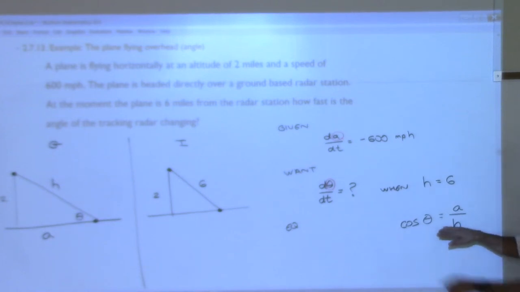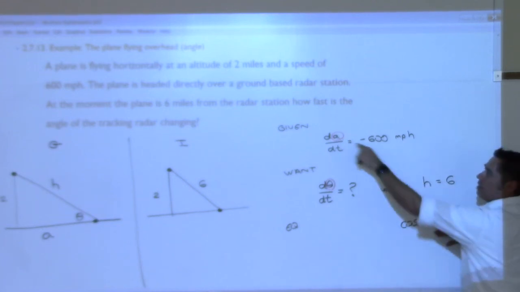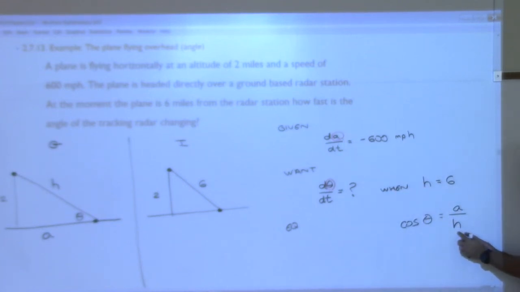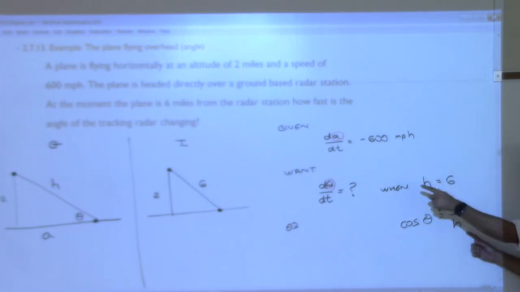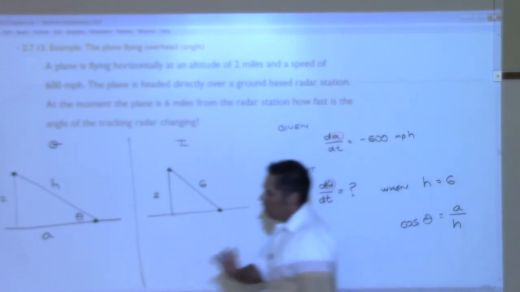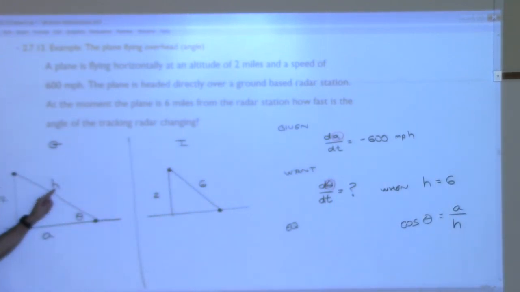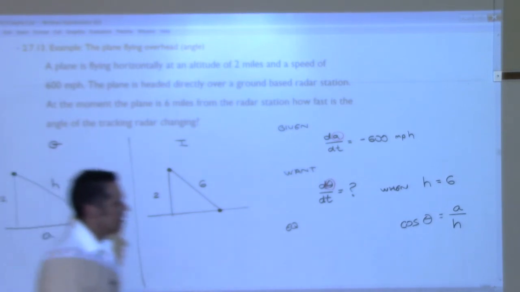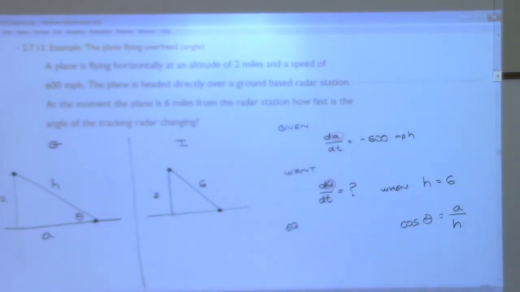D theta dt is what I want. I'm going to get a dA dt also, because A's in here. But what else am I going to get? dH dt, and I know nothing about dH dt, do I? So that trig function, although it works, you don't know anything about h. But you do know that this one's always 2. So can you use these sides instead? Tangent. There you go. Tangent theta will work.